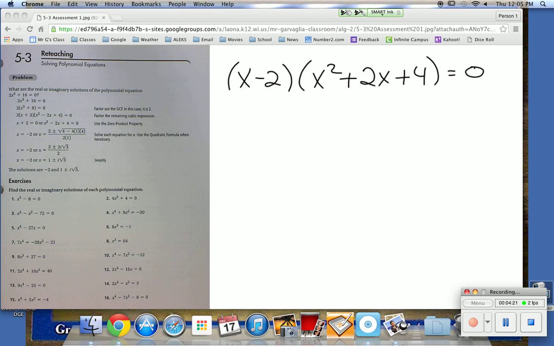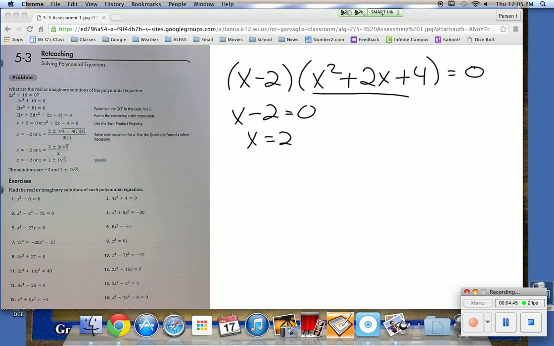All right, so we divided that out, we figured that out. Now we can set x minus 2 equal to 0, so we know that x equals 2. That's one of our solutions. But we really can't factor this thing out the way it sits. So what are we going to put it in? Quadratic formula. Good job. We're going to stick this in the quadratic formula.